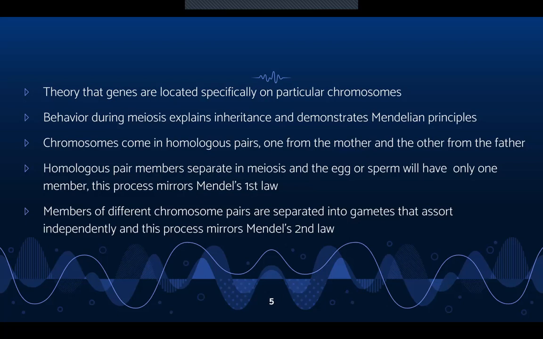The chromosomal theory of inheritance is a theory that genes are located specifically on particular chromosomes, and the behavior of these chromosomes during meiosis explain why genes are inherited. These chromosomes come in homologous pairs, one from the mother and the other from the father. Homologous pair members separate in meiosis, and the egg or sperm will have only one member. This process mirrors Mendel's law of segregation. Members of different chromosome pairs are separated into gametes that assort independently, and this process mirrors Mendel's law of independent assortment.